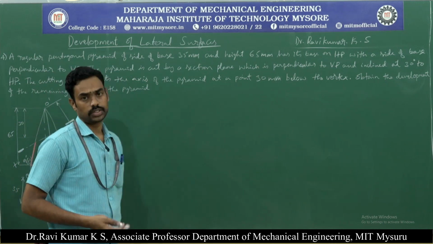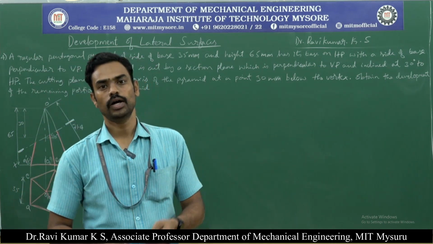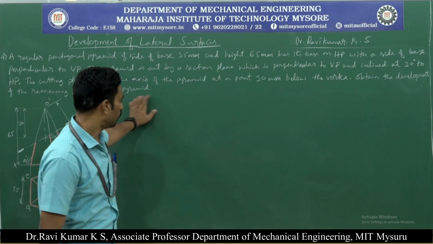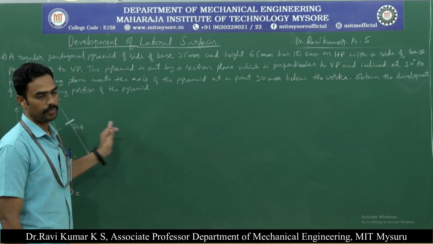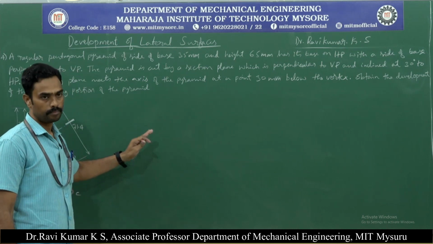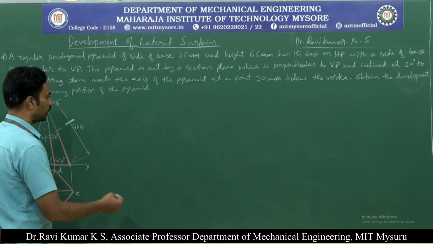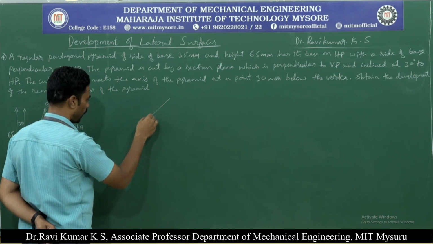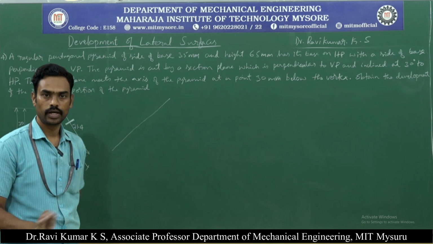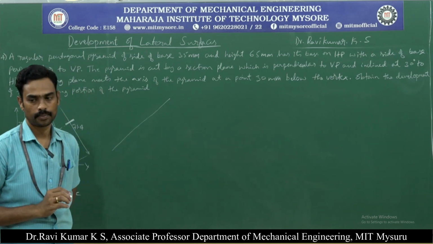Now, since it is the radial line method, you can draw anywhere on the blank sheet. It is not restricted to drawing the development just beside the front view, because we will be using radial lines. So you can draw it anywhere. Start from this point and draw a line randomly, anywhere.